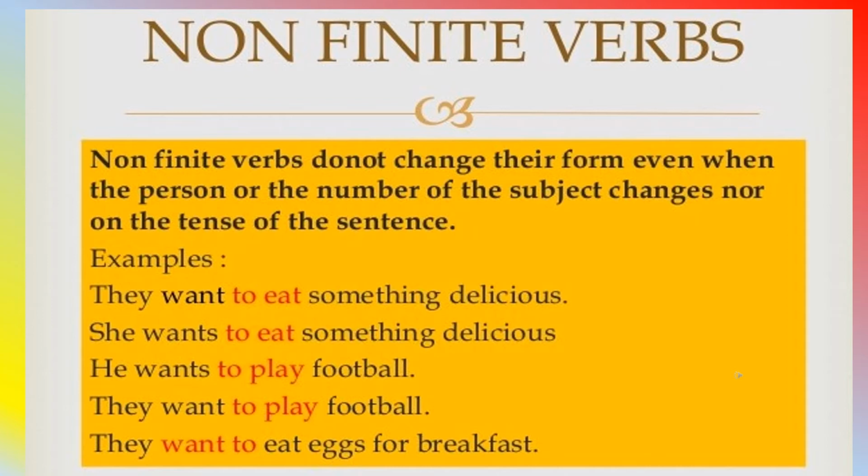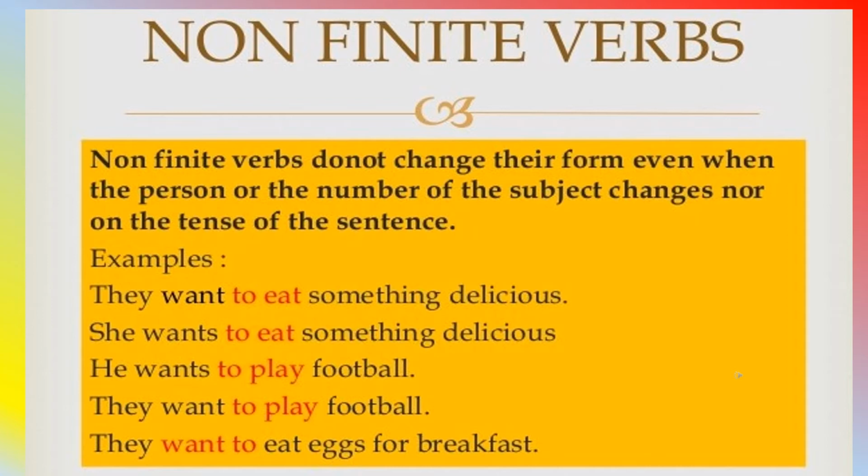But the verb eat is same in both the sentences. Let's see more examples. He wants to play football. They want to play football. They want to eat eggs for breakfast. You can notice one thing, that in all these sentences we have used a word to along with the verb.